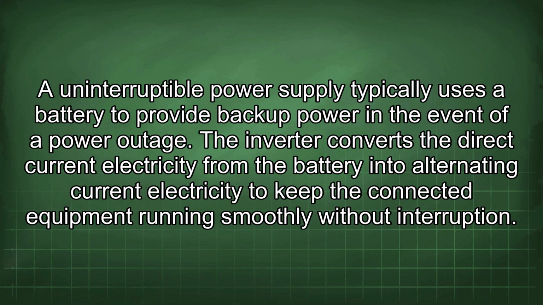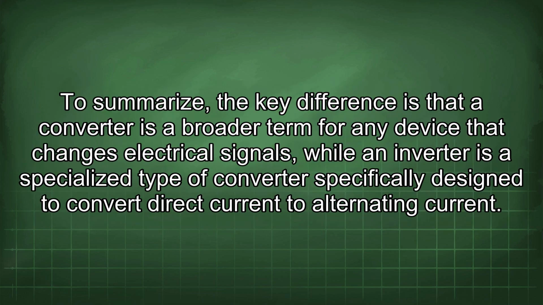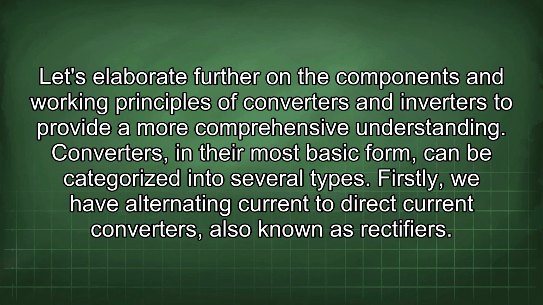To summarize, the key difference is that a converter is a broader term for any device that changes electrical signals, while an inverter is a specialized type of converter specifically designed to convert direct current to alternating current. Let's elaborate further on the components and working principles of converters and inverters to provide a more comprehensive understanding.